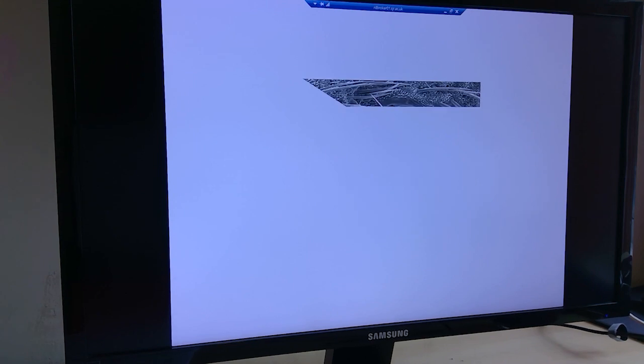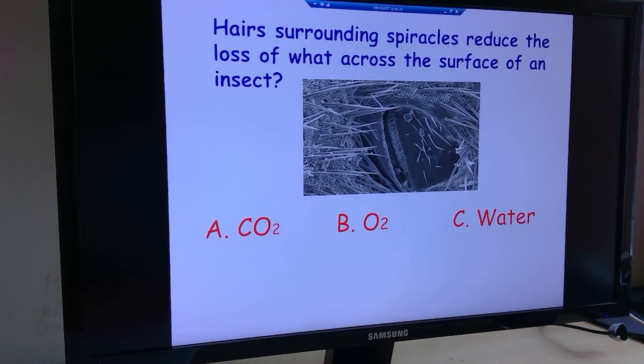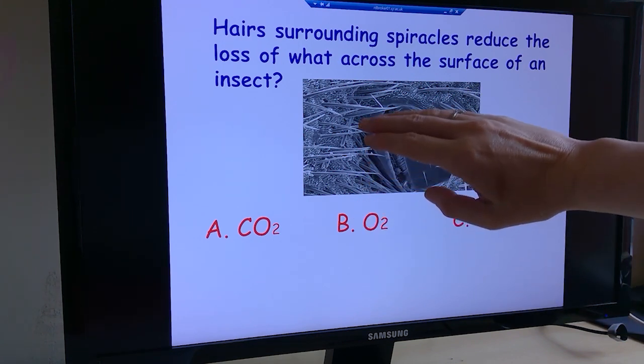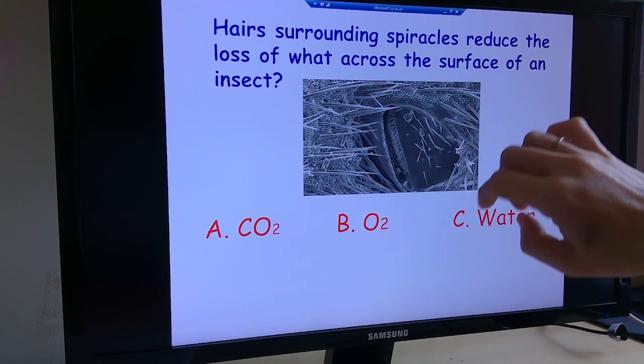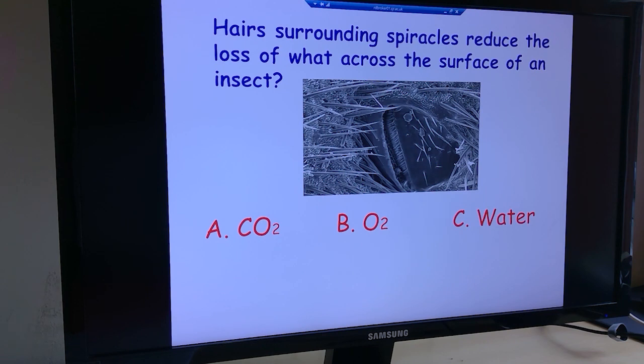Oh, something's gone a little bit weird there. Oh, there we go. Okay, so this is a picture of a spiracle. Now the hairs around the spiracle reduce the loss of something from the surface of the insect, and they do that because they trap this around the hole. So what do you think it is?